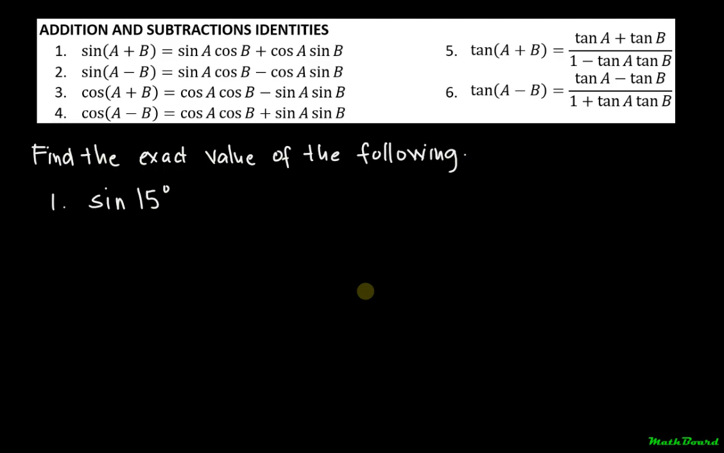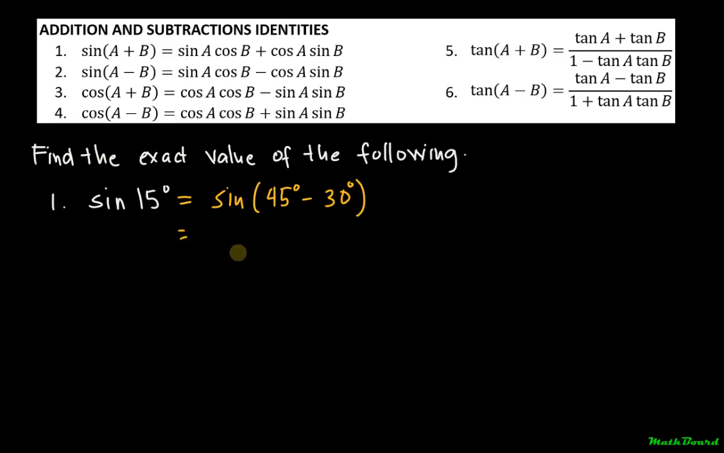The step here is to look for two angle measures that when you add or subtract, the result is 15, such that the two angle measures are special angles. And that would be 45 minus 30 or 60 minus 45, either of the two pairs. So sine 15 is the same as sine 45 degrees minus 30 degrees.